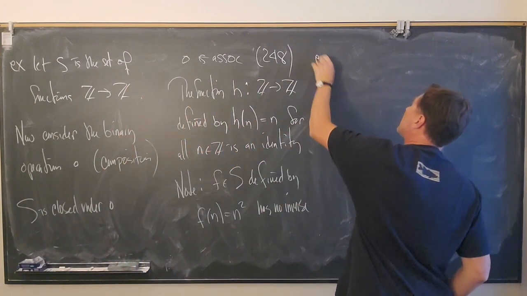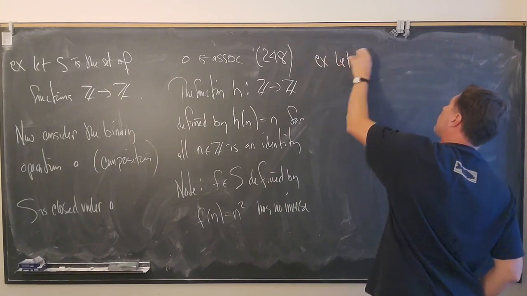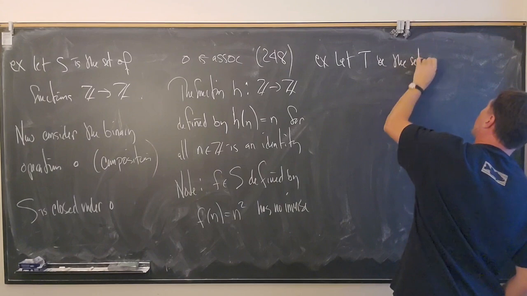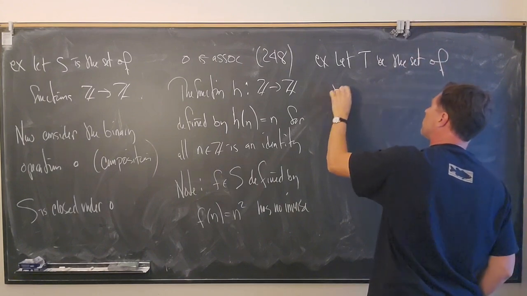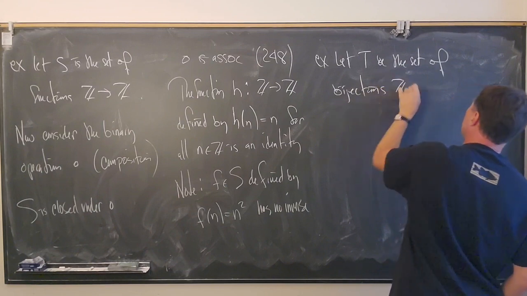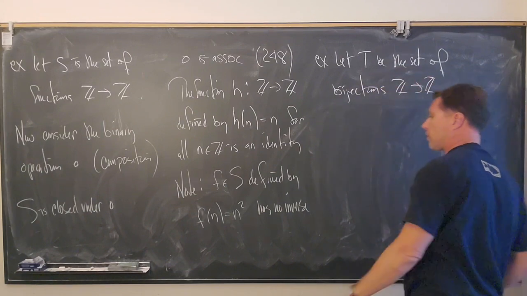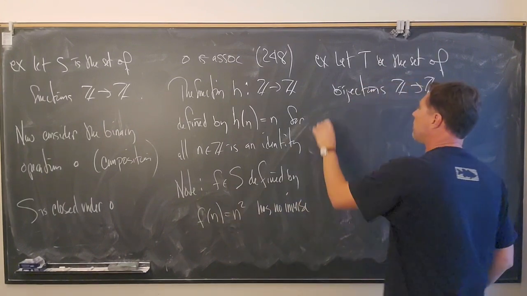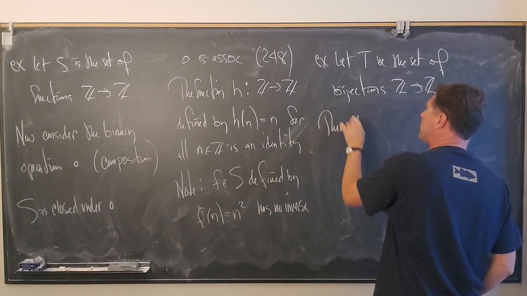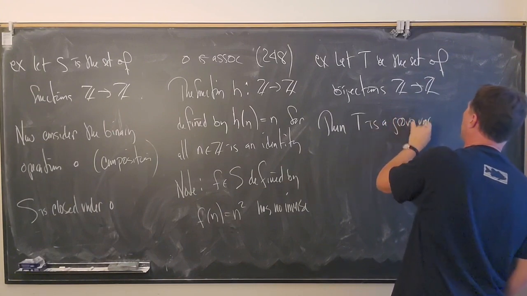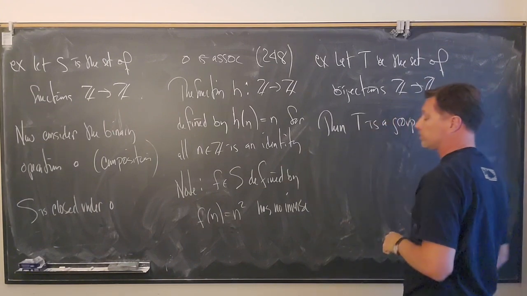So as the next example, let's let T be the set of bijections from Z to Z. All right? Throw out ones like this that don't have inverses. Then T is a group under composition.